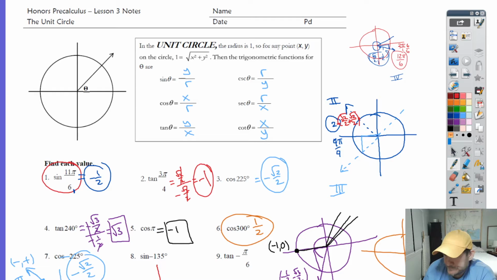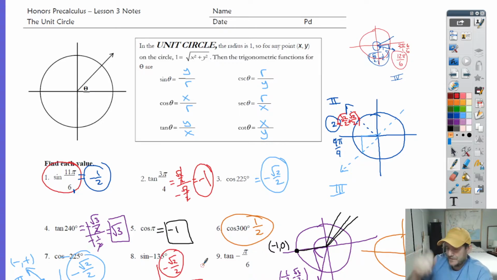Negative 135, that's pulling up 45 degrees shy of 180. That's 135. So we're talking about a 45-degree reference angle again, but we're in quadrant 3. So for sine, which is a y-coordinate, it's going to be root 2 over 2. And it's going to be negative, and then you are done.